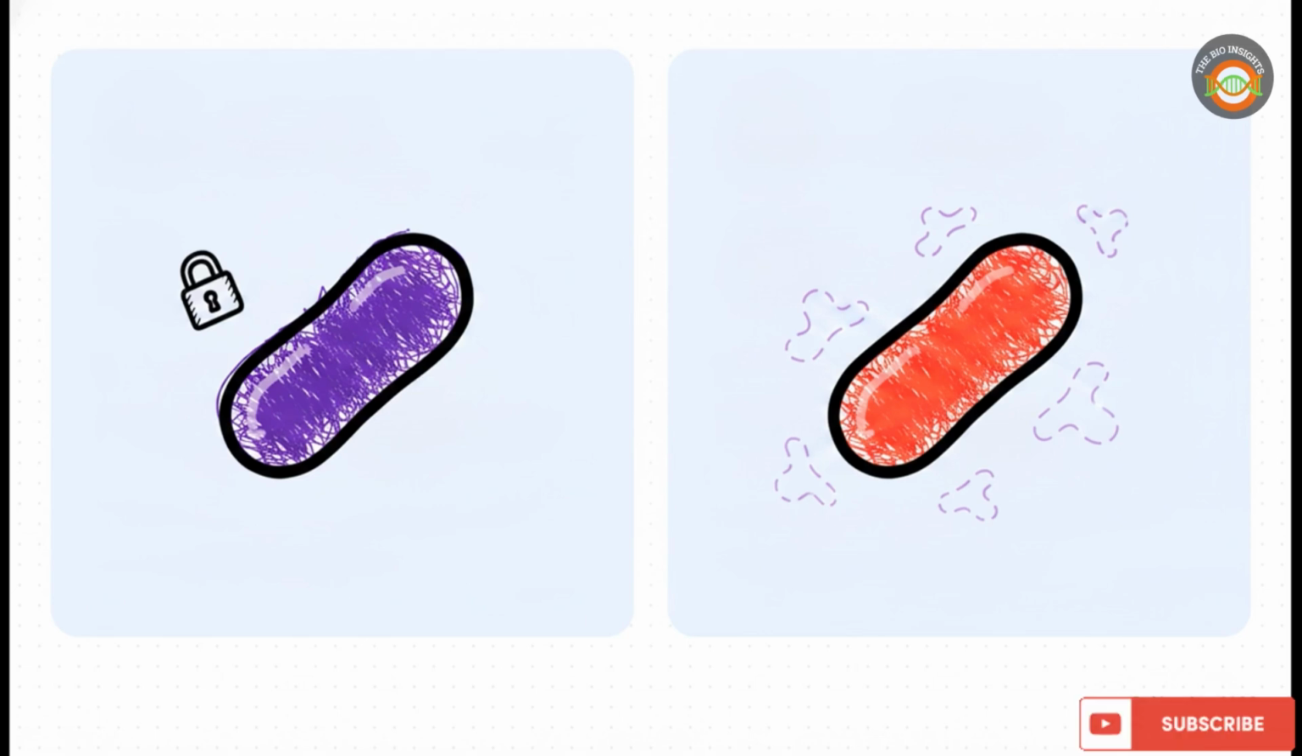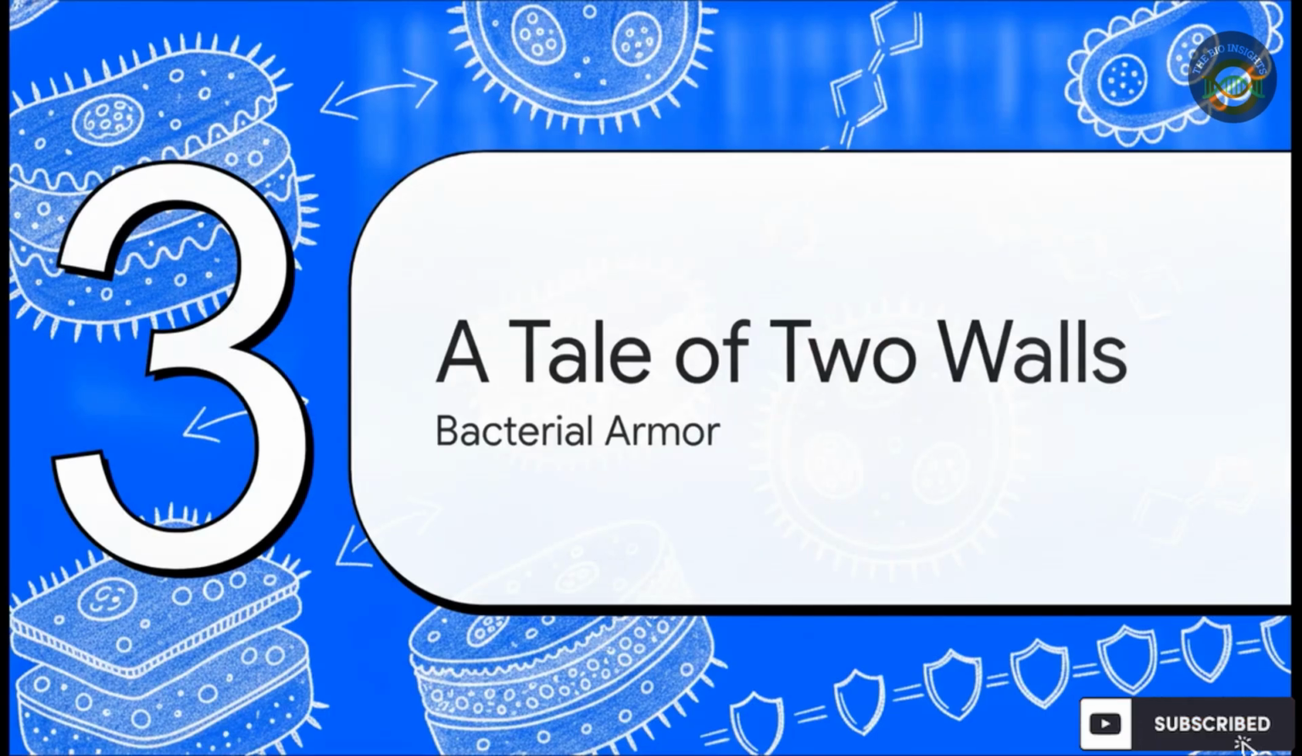Meanwhile, our gram-negative suspects completely lose that initial purple dye during the alcohol wash. They basically become transparent. So they end up soaking up that secondary safranin dye, showing up as a bright red or pink. Okay, part 3, a tale of 2 walls.